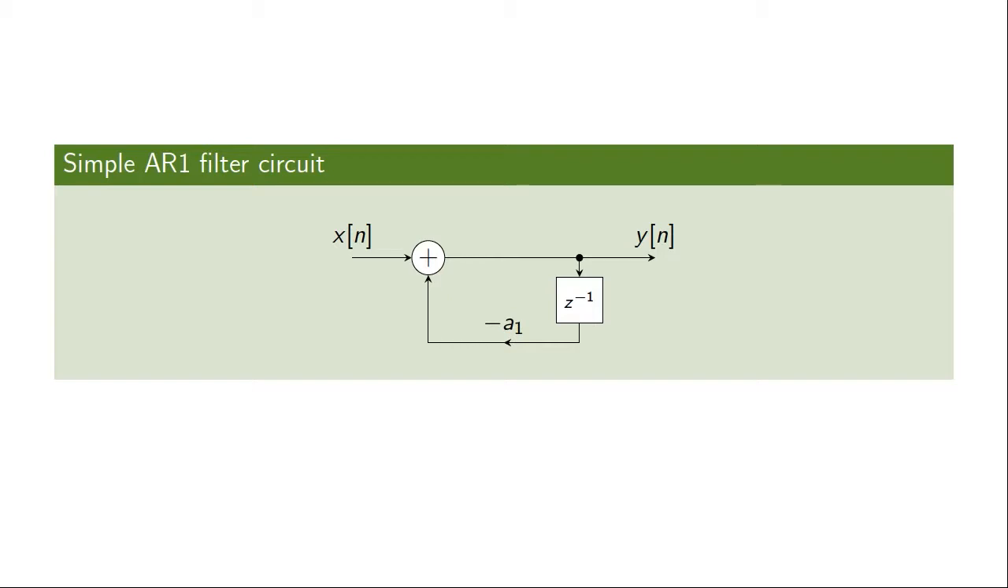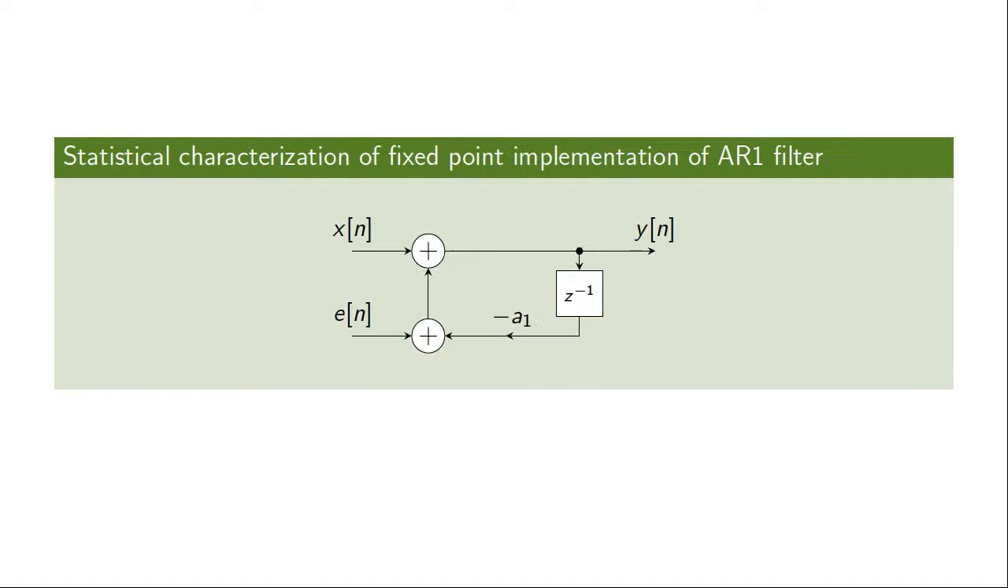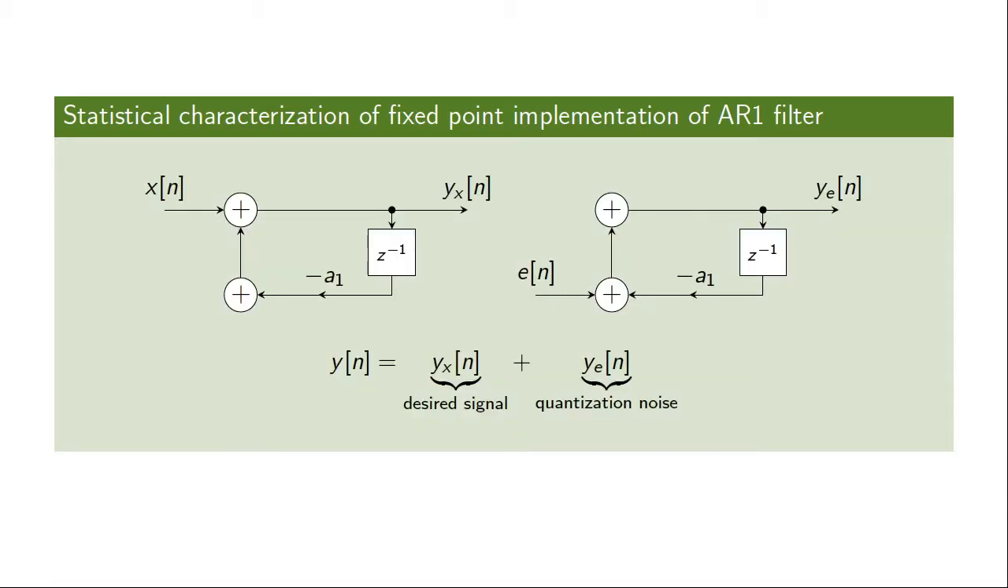So in the simple AR1 filter implementation where we had this multiplication, this is fine if we consider real-valued computations, but if we want to understand the effects of a fixed point implementation, the way to model this would be to add a noise source that is due to this multiplication. And by doing that, we may study how much of the actual signal that we want is present in y, and how much of y is due to this quantization noise introduced by quantization within the circuit. So the way to understand this would be to split this signal. Because of linearity, we can consider the effect of the two different signals separately.